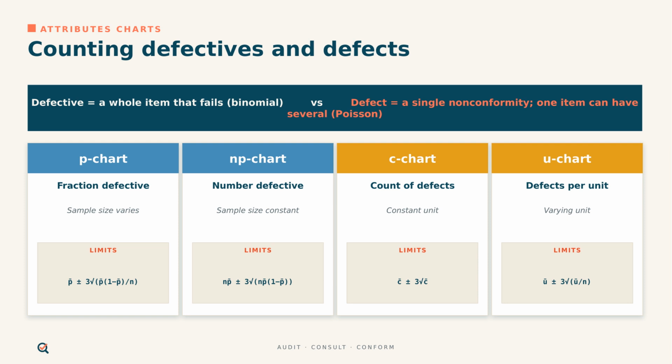From there it's about sample size. For defectives, a P chart for fraction defective when the sample size varies, an NP chart for number defective when it's constant. For defects, a C chart when the unit of inspection is constant, and a U chart for defects per unit when it varies. 4 charts, 2 simple questions.